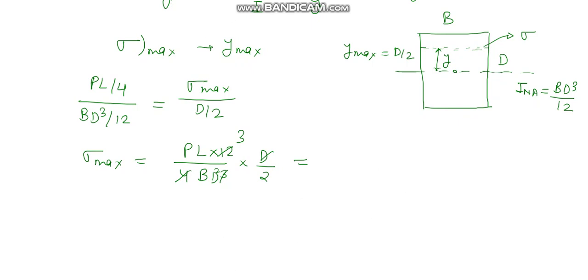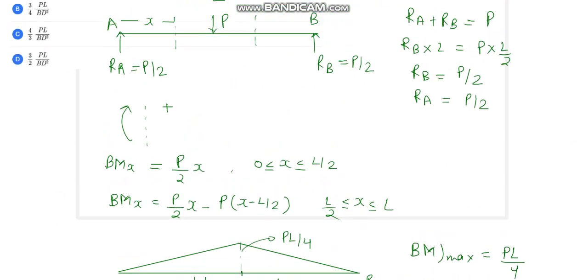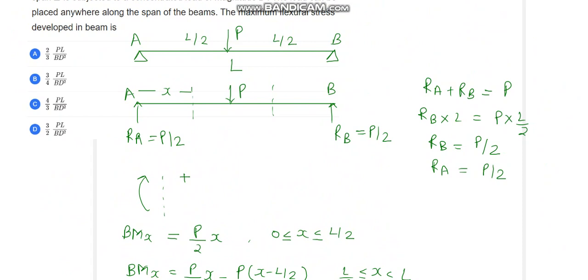3PL divided by 2 b d square. So if we look at the options, we will find that option D is correct. It is the correct option. Thank you.